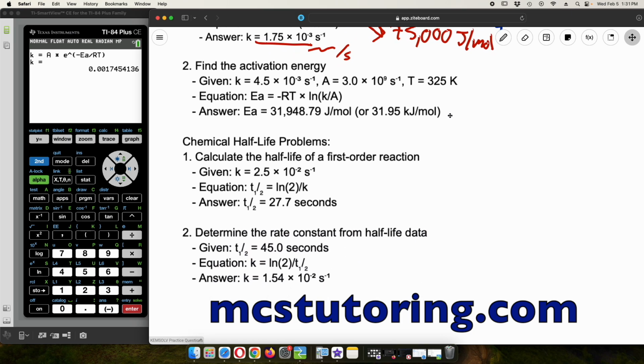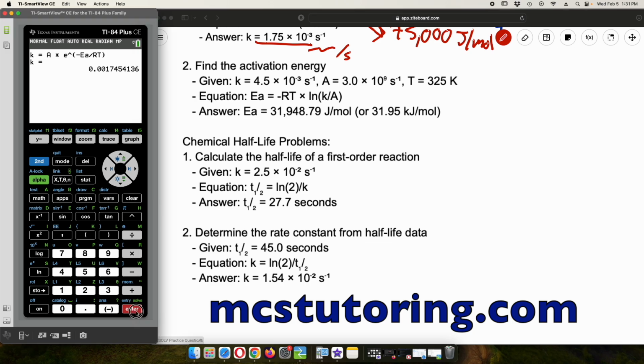Okay. I just realized I got to change the nib on this stylus. Oh my gosh. Okay, now we're going to solve for activation energy. That's option 2 here. Energy of activation. Okay, what is the K? The K is the rate constant. So it's 4.5 times 10 raised to the negative 3, so we're going to use that negative symbol below the 3 key. And what is the A? Okay, it's going to be 3 times 10 raised to the 9th.